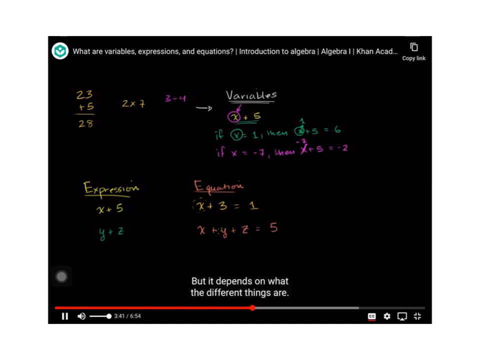But it depends on what the different things are. So for example, if we said y is equal to 3 and z is equal to 2, then what would be x in that situation? If y is equal to 3 and z is equal to 2, then the left-hand expression is going to be x plus 3 plus 2, which is x plus 5. This part right over here is just going to be 5. X plus 5 is equal to 5. And so what plus 5 is equal to 5? Well, now we're constraining that x would have to be equal to 0.